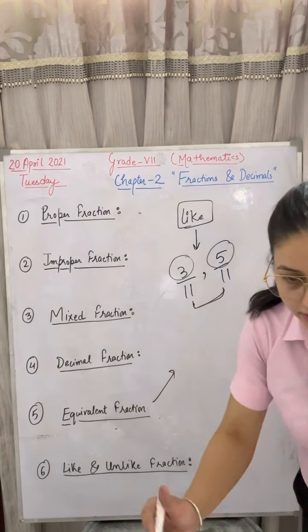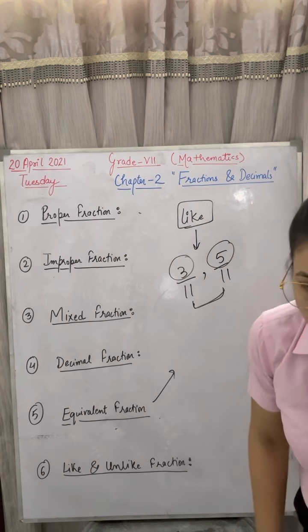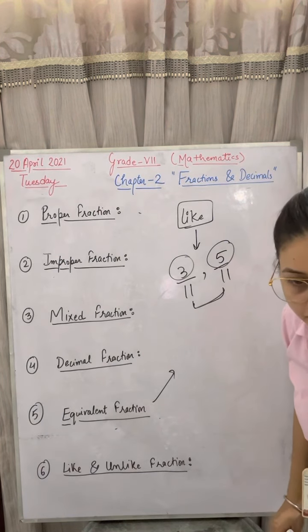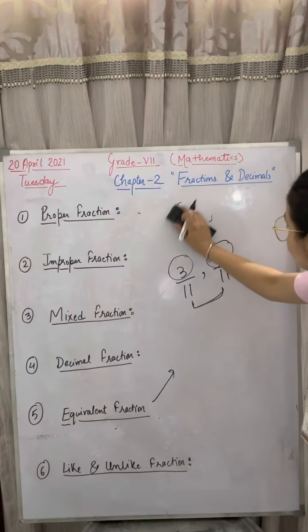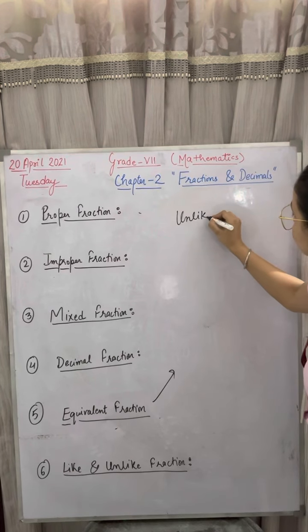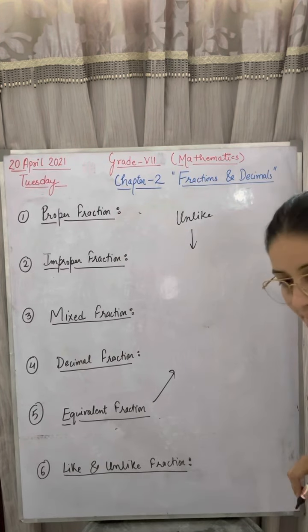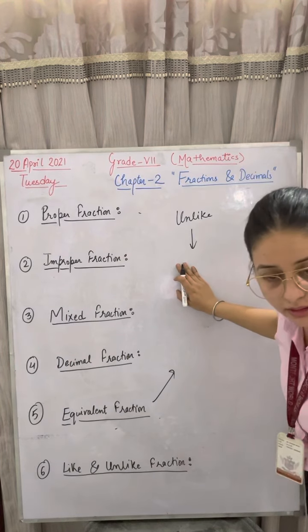Next will be Akshit, 7th Florence. Give me the answer quickly. Good morning, ma'am. Very good morning. Akshit, tell me what are unlike fractions? This is the last term. Ma'am, where the denominator is not the same and the numerator is also not the same.